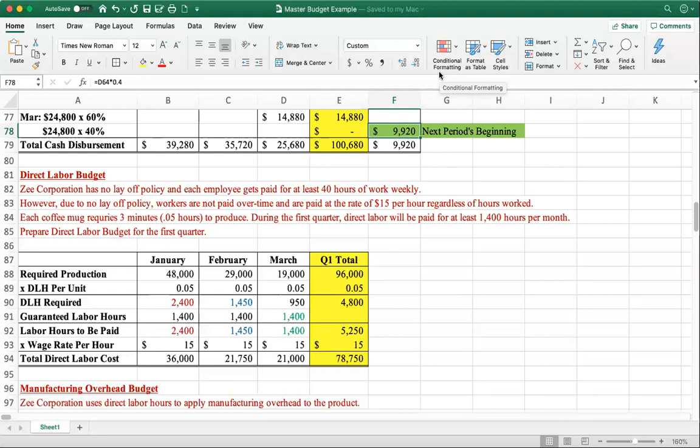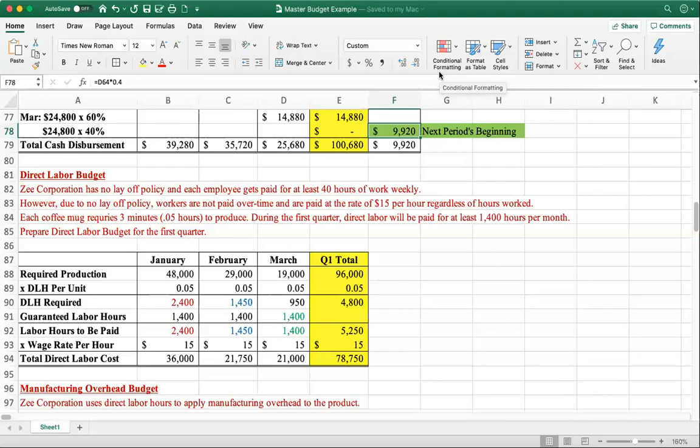Each mug requires 3 minutes to produce. During the first quarter, direct labor will be paid for at least 1,400 hours per month. Remember that because our rates are given on an hourly basis, and the time it takes to produce each mug is given in minutes, you need to convert to the same scale, hourly. So 3 minutes divided by 60 minutes in an hour gives you 0.05 hours. If it takes 6 minutes, then 6 divided by 60 would be 0.1 hours. So in this case, it's 0.05 hours to produce.